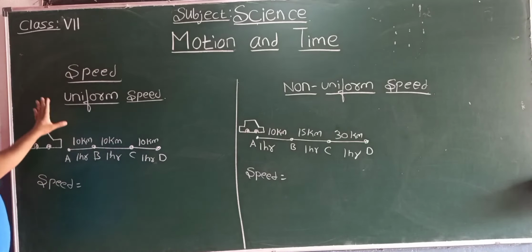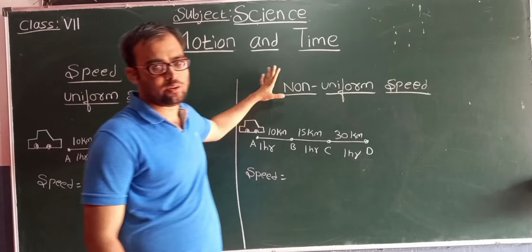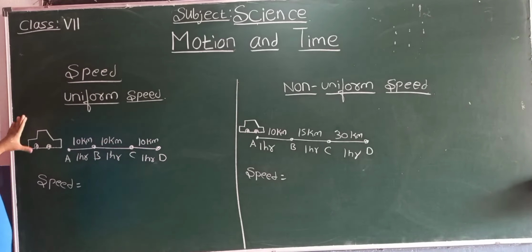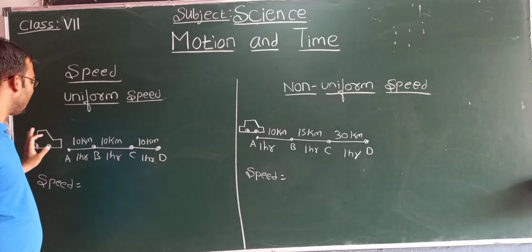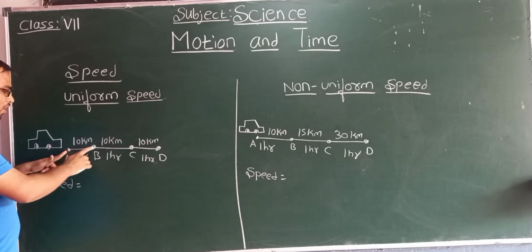Okay, students, speed can be of two types. One is what? Uniform speed, and the other one is what? Non-uniform speed. Now let us understand what is meant by that. So look at here, students. Assume that here there's a car, and from A to B, how much kilometer?